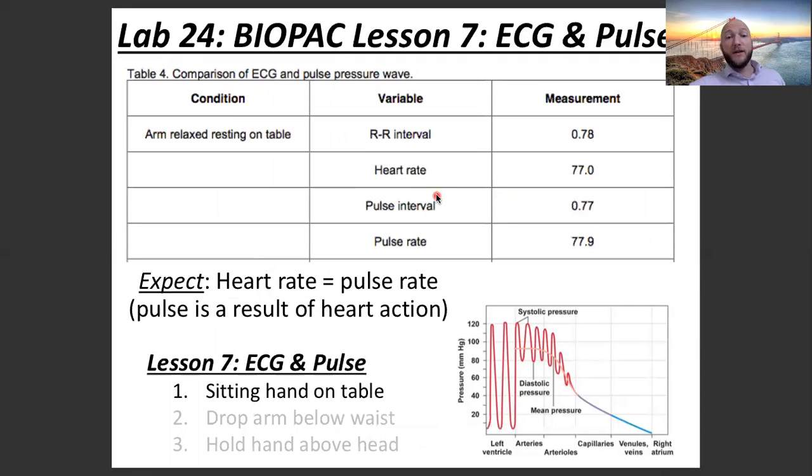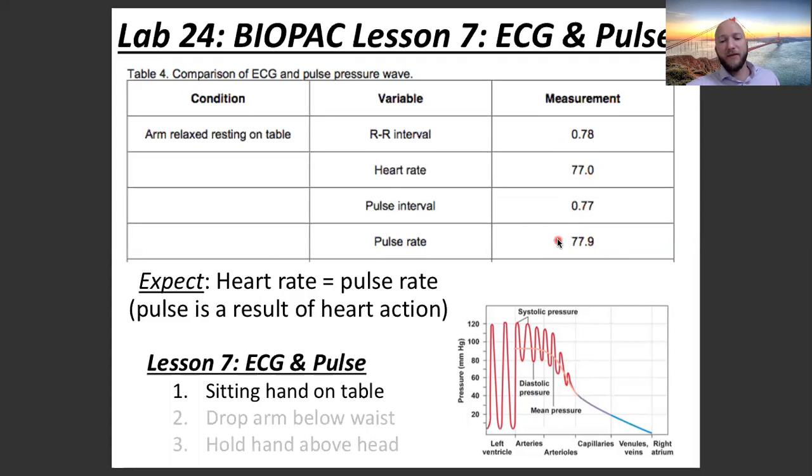All right, we'll start with heart rate and pulse rate. So we measure the R to R interval. So we measure one cycle, and we measure the pulse interval, so the amount of time from one pulse wave to the next pulse wave. We get 0.78 and 0.77. So basically the same. And then we extrapolate that out to a heart rate and a pulse rate over 1 minute. So we get 77 beats per minute heart rate, 77.9 beats per minute pulse rate. It's the same. Any difference is just error in measuring.